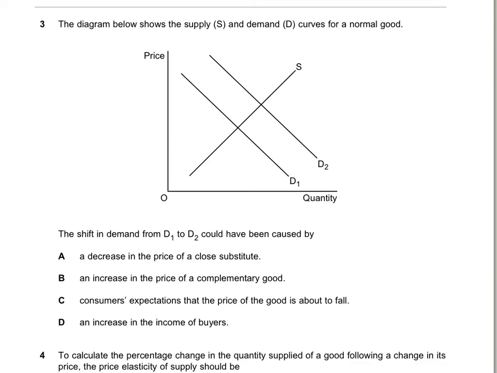Question 3, simple demand and supply. First thing I would do before reading the question is just indicate to myself that the demand curve is shifting to the right. Now I read the question, the diagram below shows the supply and demand curves for a normal good. So if we link normal good to the concept of income elasticity of demand, once I've identified its income elasticity of demand, the answer must be in relation to the income of buyers increasing, causing an increase in demand, shift to the right.